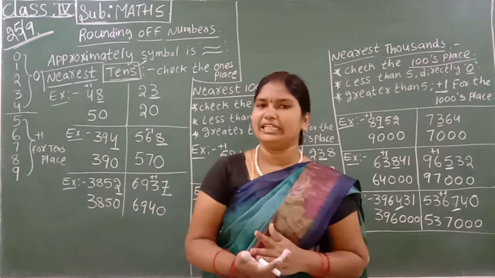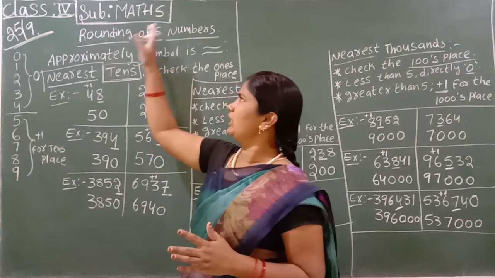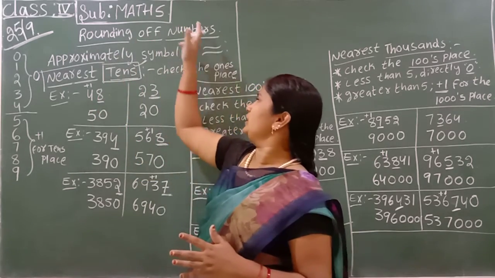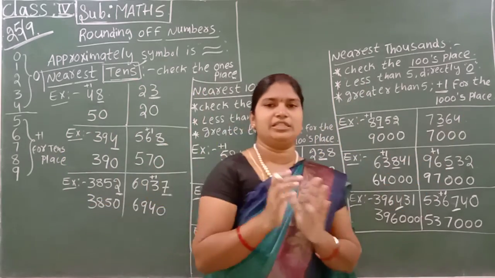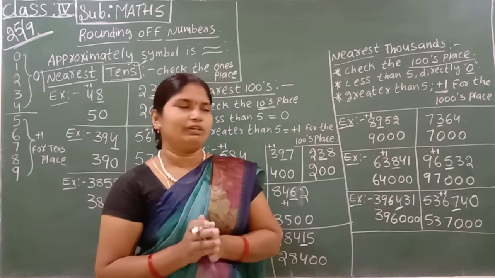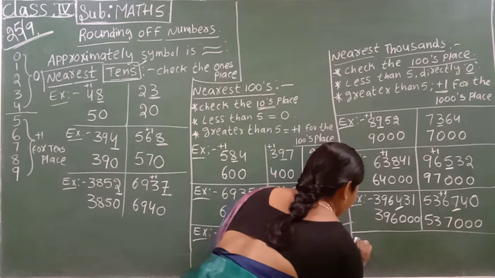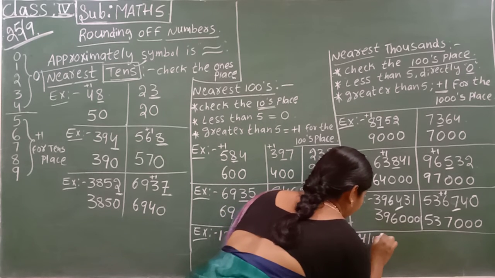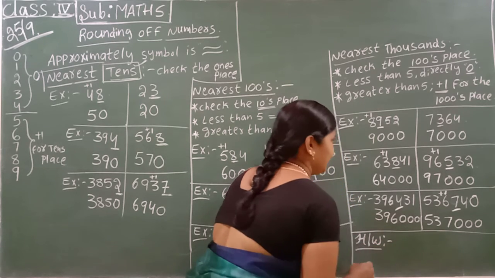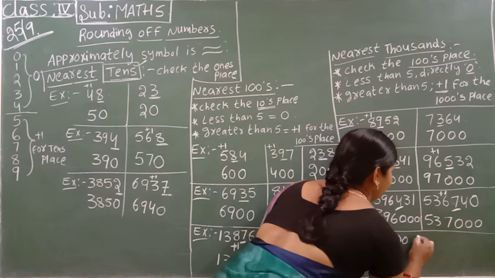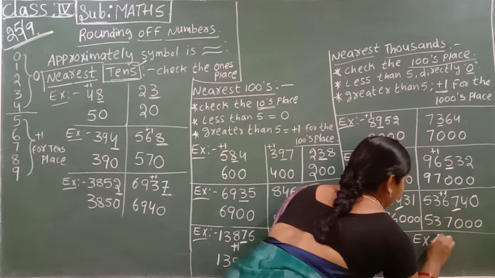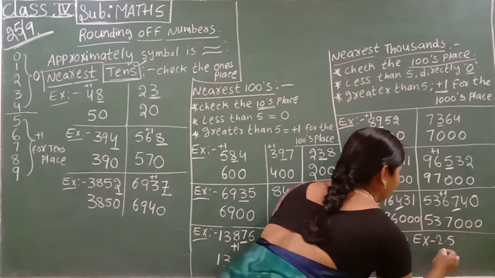What is the nearest tens? Rounding off to nearest tens. Rounding off to nearest hundreds. Rounding off to nearest thousands. This is our topic today. Your homework is to do exercise 2.5.